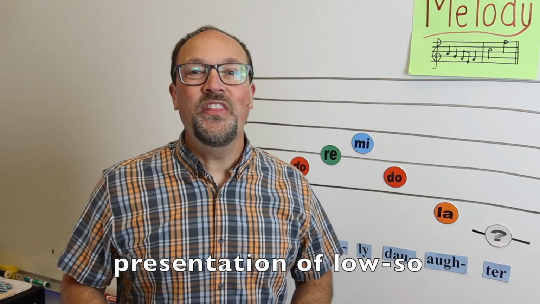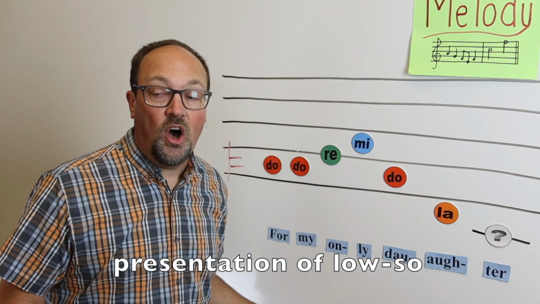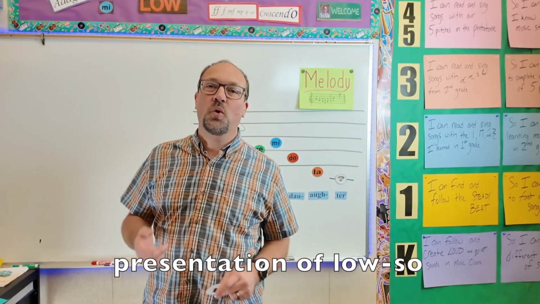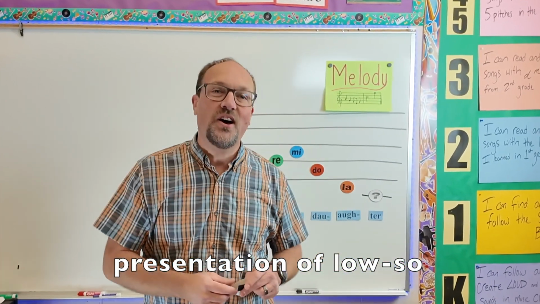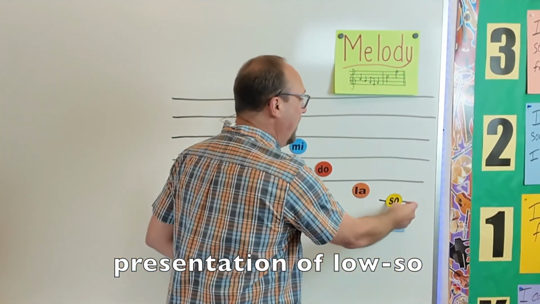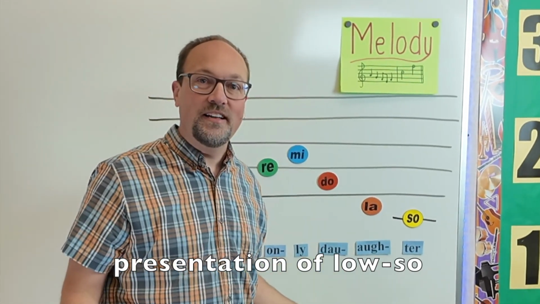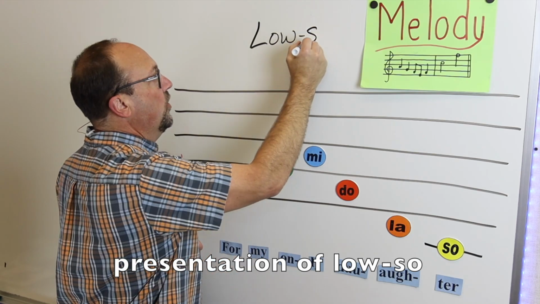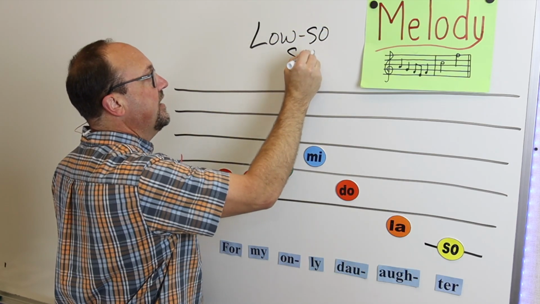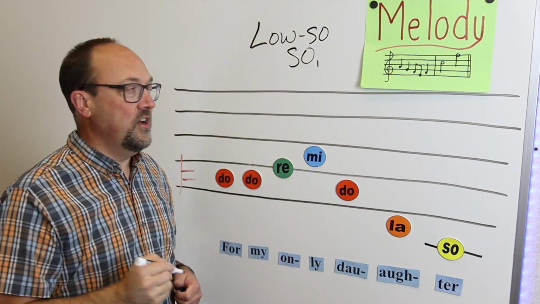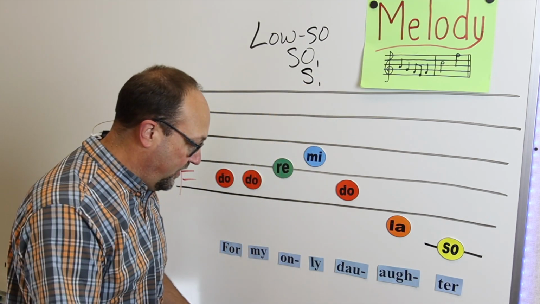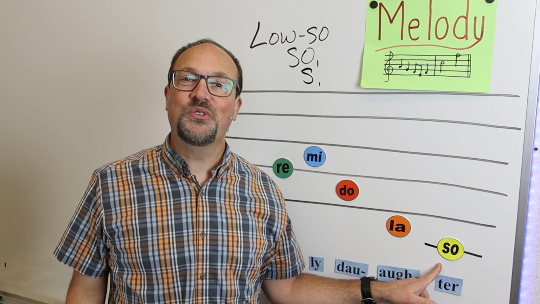Are you ready to learn the name of the pitch? It is called, what do you think? What is your prediction? And a lot of students will have already said it's low so. And I'll put this on there, low so. There's 3 ways to write low so. You can either call it low so, or you can say so with a tick underneath to show that it's low, or just an S with a tick underneath. And that is low so.